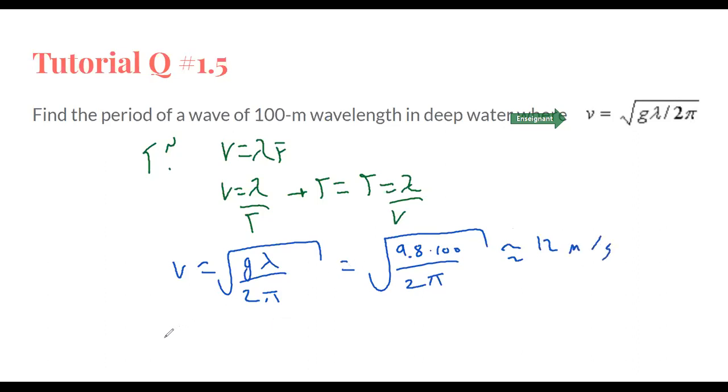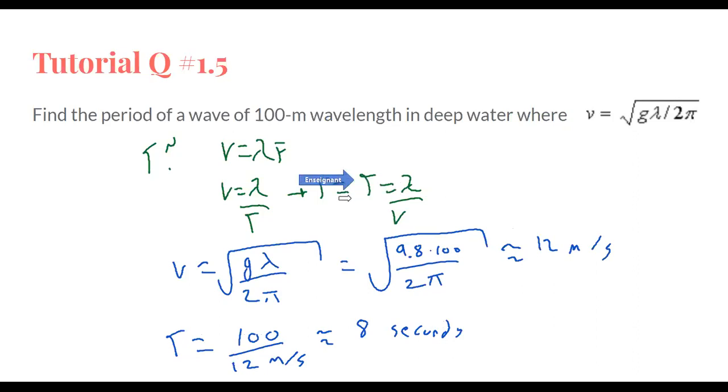So now we know how fast the wave's going, we know how long it is, we can find out its period, lambda divided by the speed. This should be roughly 8 seconds. And of course, know the direct relationship between period here and wavelength. The longer the wavelength, the longer the period. Makes sense.